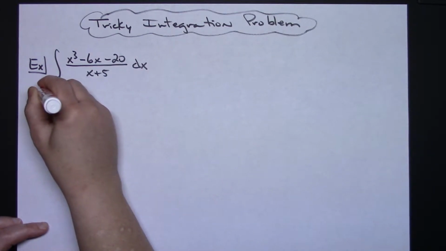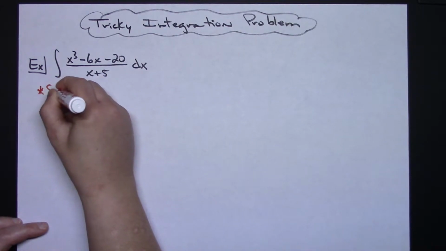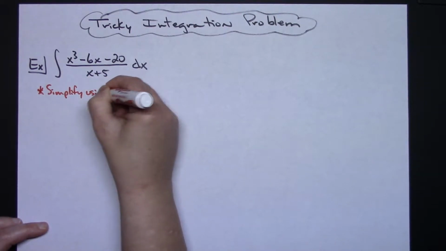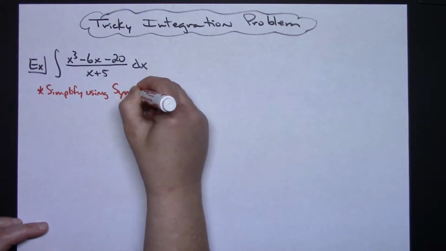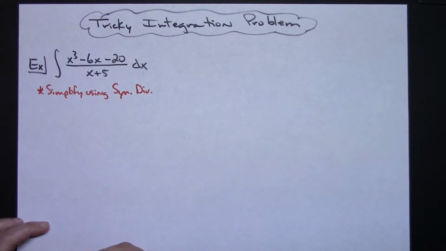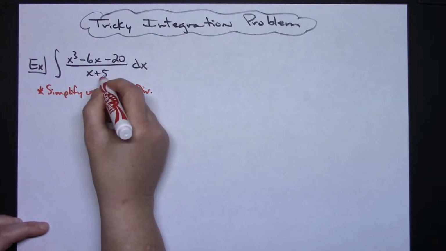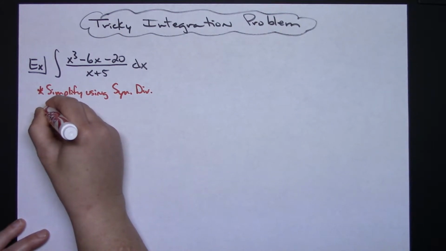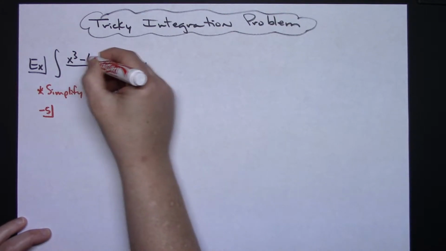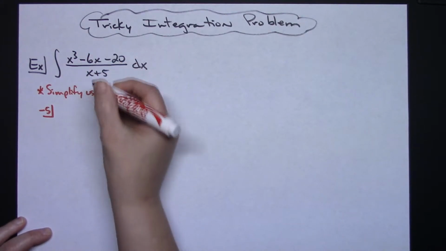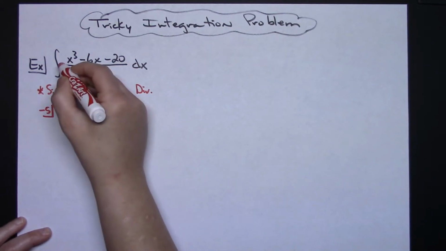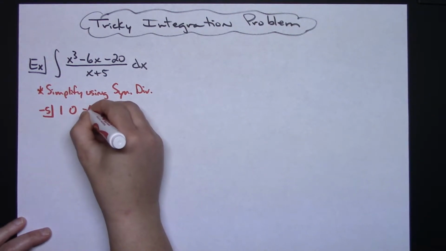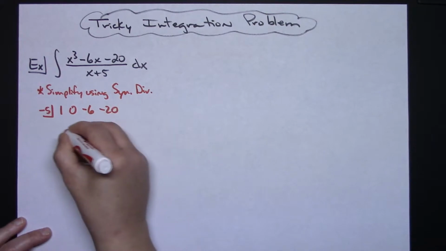Okay, so let's put a little note on here. Let's put simplify using, and then we'll abbreviate synthetic division here. Okay, so that's what I'm going to do right here. I'm dividing by that x plus 5, so I'll put a negative 5 in my little box there. When I write the coefficients, we're not going to want to forget that x squared term, so I'll have a coefficient of 1 right there, the missing x squared term, and then the negative 6 and the negative 20.